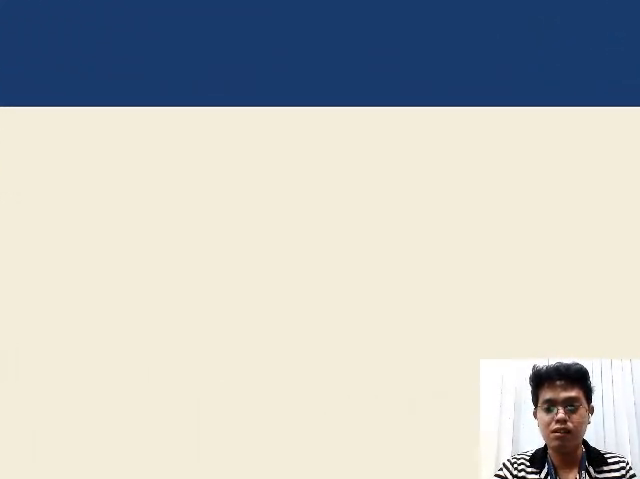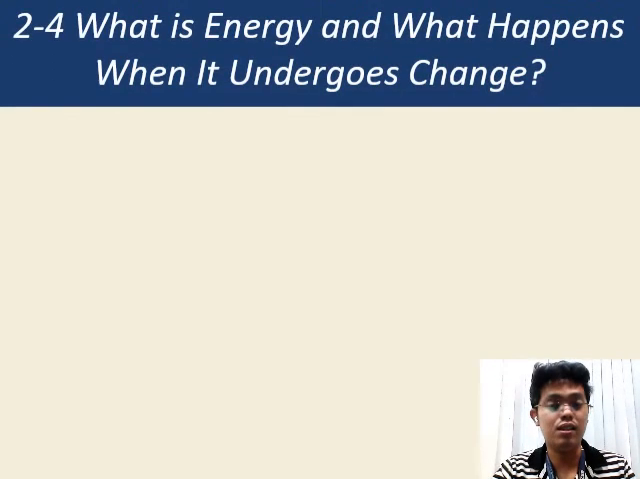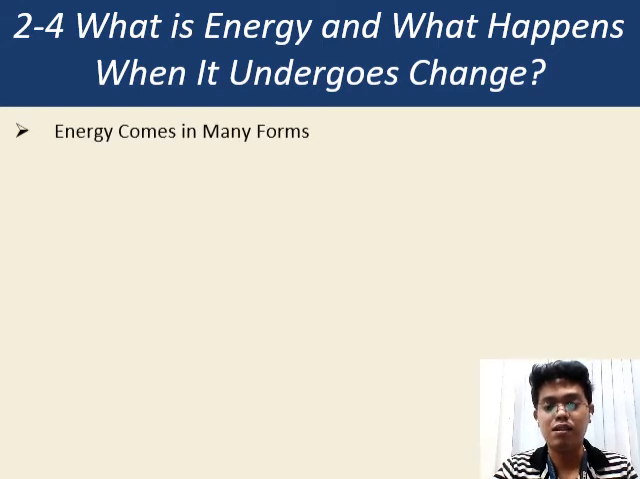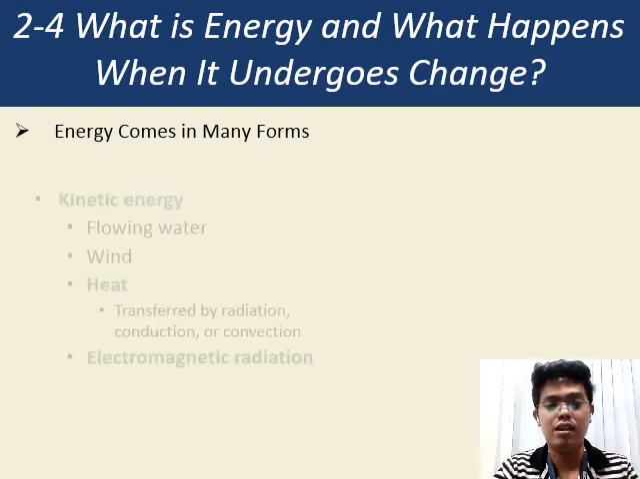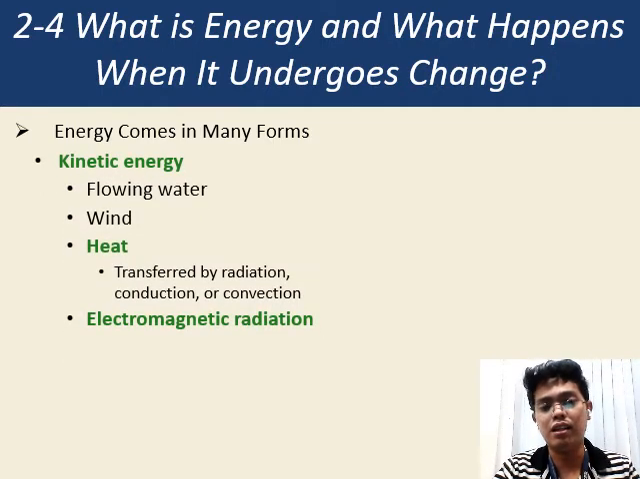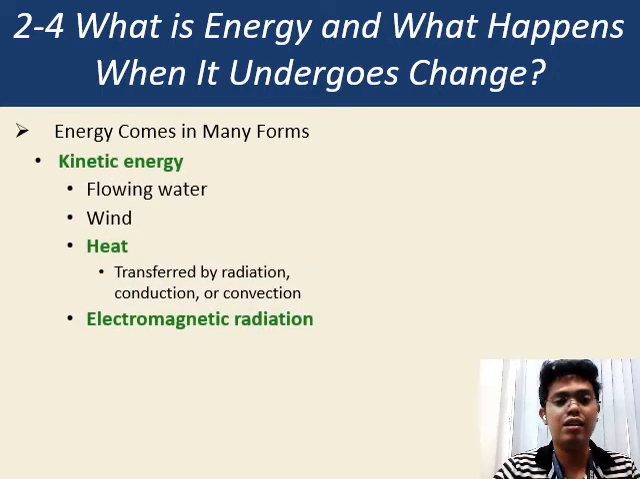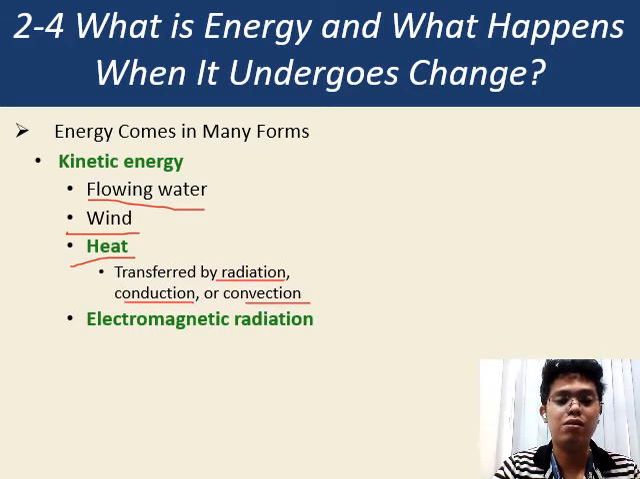Moving on to the fourth section of this chapter, which is what is energy and what happens when it undergoes change. Now, energy can come in many forms. The first type of energy is kinetic energy. So kinetic energy is found in flowing water or waves, in wind, and in heat via radiation, conduction, or convection, and also through electromagnetic radiation.